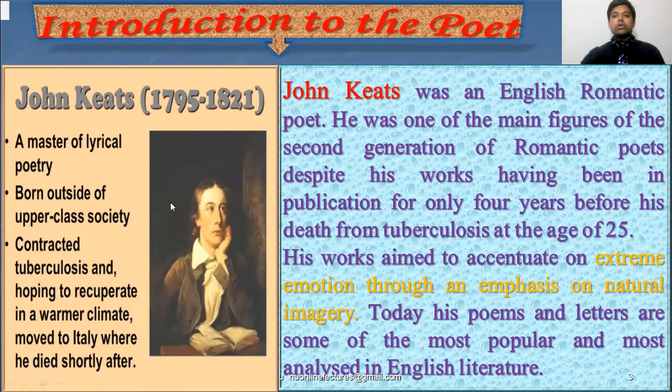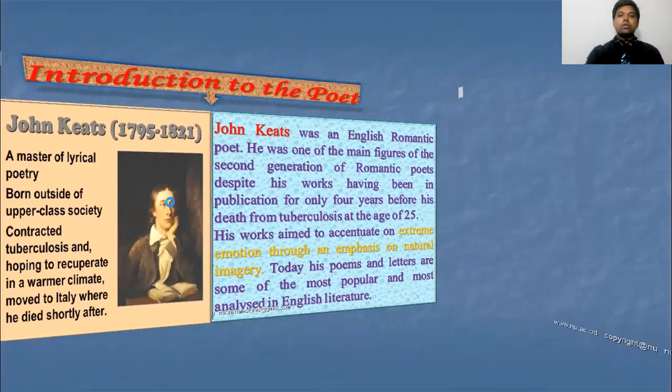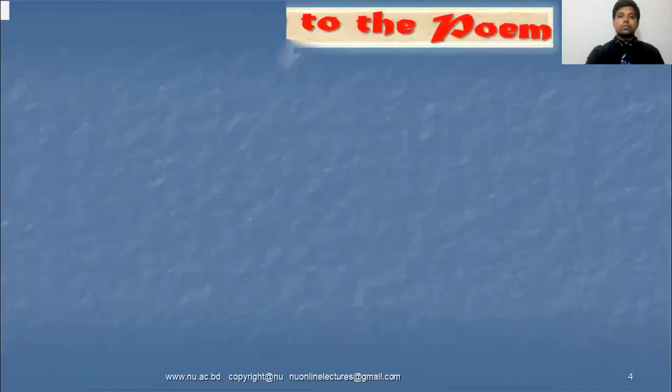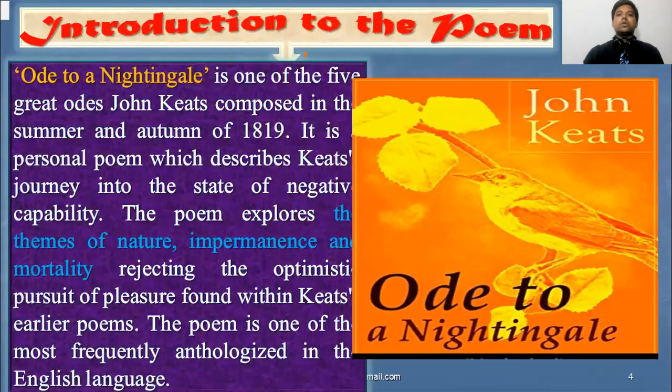So here we will find the writing of John Keats, especially Ode to the Nightingale. John Keats's works basically aim to concentrate on extreme emotion through an emphasis on natural imagery. Today his poems and letters are some of the most popular and most analyzed in the history of English literature. So I think you will enjoy his poem. Now I will show you the introduction to the poem.